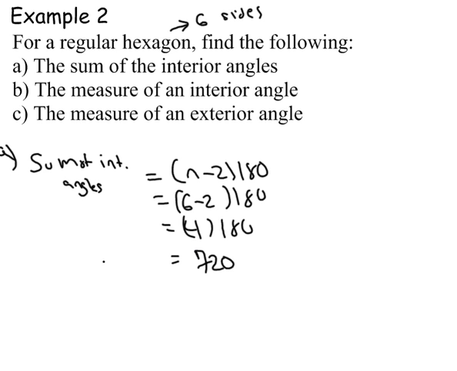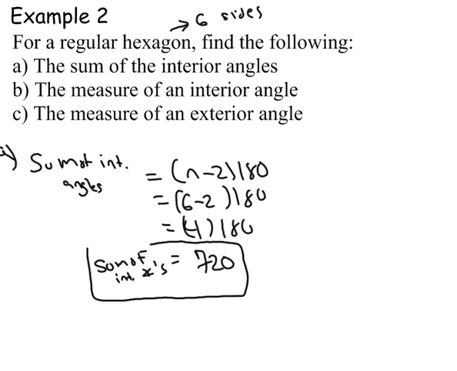So the sum of the interior angles is 720. And that says sum of interior angles, and I'm using a symbol there for angles.